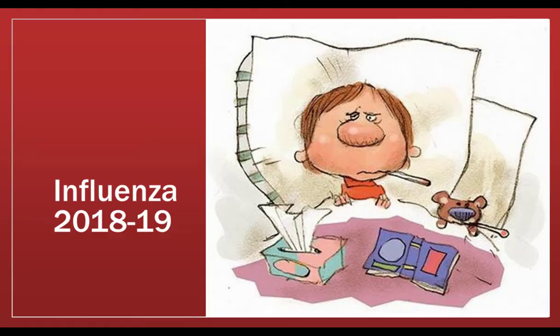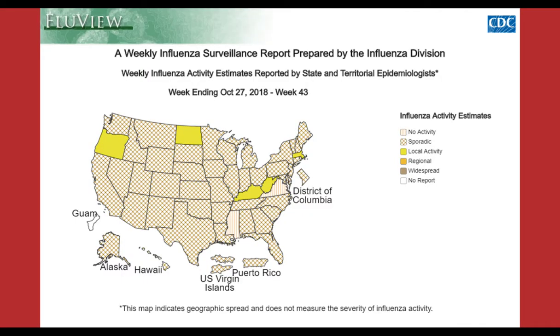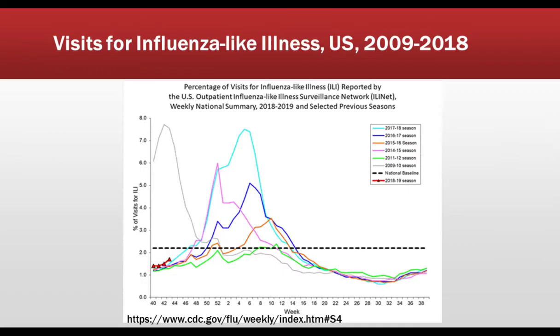Influenza 2018-2019, just around the corner. The CDC every week publishes updates on influenza activity. The map in the week ending October 27th, there's not a lot going on. A couple states have some local activity. There's some sporadic activity. But in the weeks ahead, we expect this map to start changing as influenza season hits.